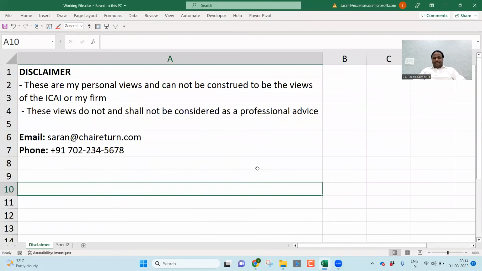Like how we give a disclaimer for any of our work, I would like to give 2 points in my disclaimer: that these are my personal views and cannot be construed to be the views of the ICAI or my firm. These views do not and shall not be considered as professional advice.